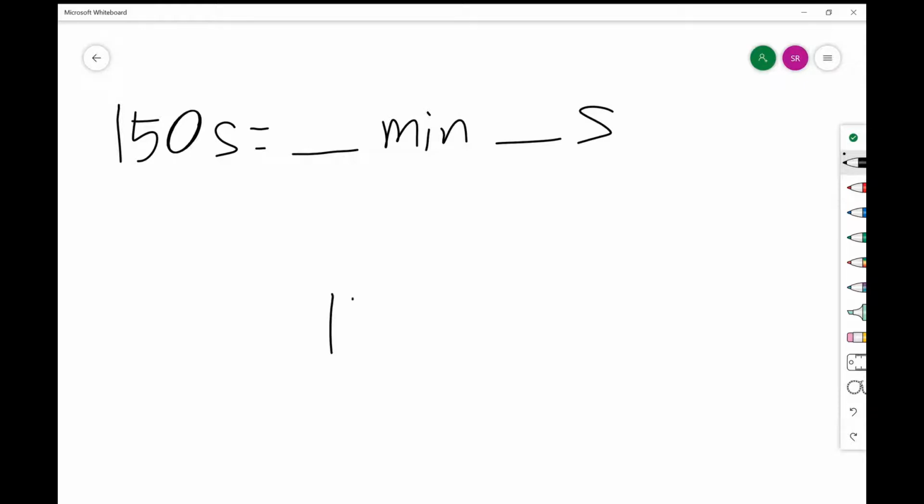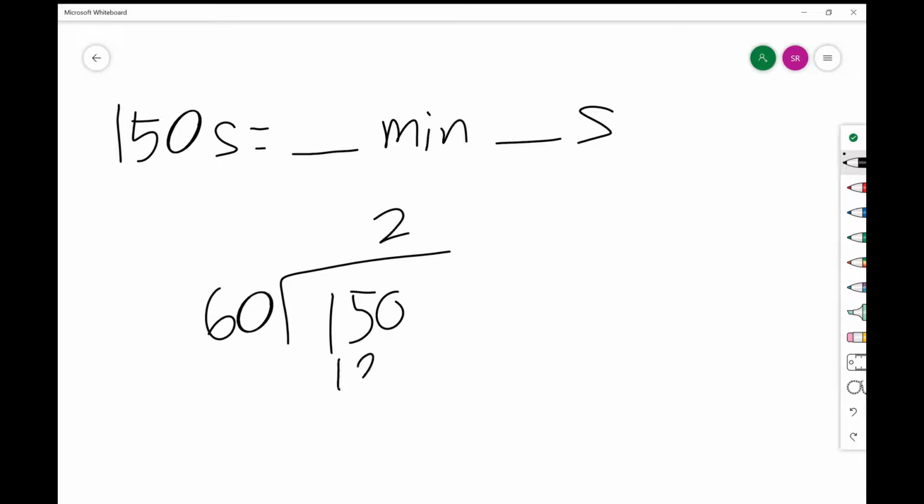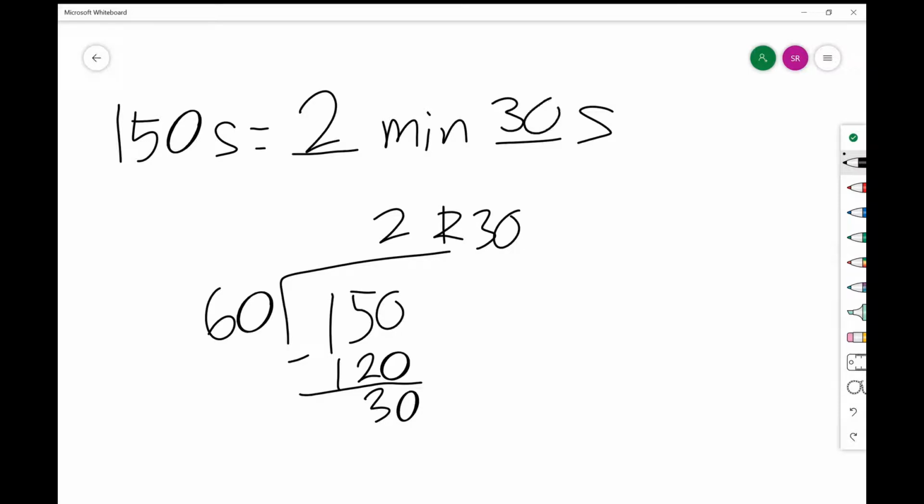So you have 150 divided by 60. And obviously 60 can't go into 15, so you have to think how close you can get. So 60 times 2 is 120. So when we subtract that, we get a remainder of 30. But our number right here, 2, represents 2 minutes, and our remainder is how many seconds there are. So in this problem, 150 seconds equals 2 minutes and 30 seconds.